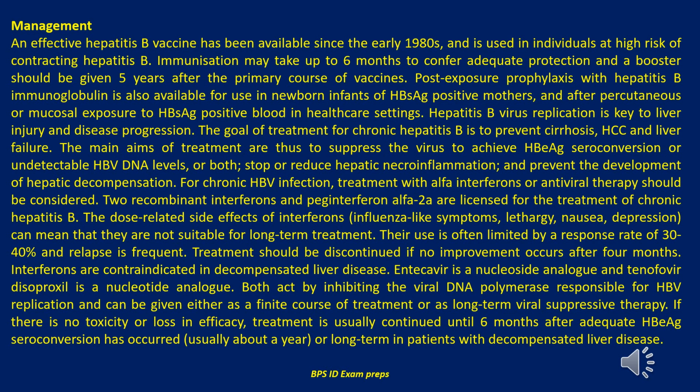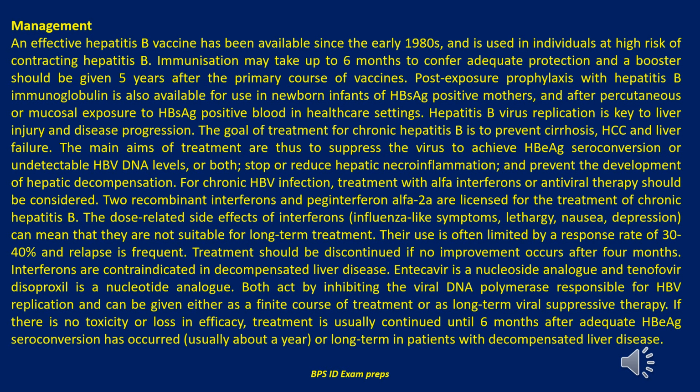Post-exposure prophylaxis with hepatitis B immunoglobulin is also available for use in newborn infants of HBsAg-positive mothers, and after percutaneous or mucosal exposure to HBsAg-positive blood in healthcare settings. Hepatitis B virus replication is key to liver injury and disease progression. The goal of treatment for chronic hepatitis B is to prevent cirrhosis, HCC, and liver failure.